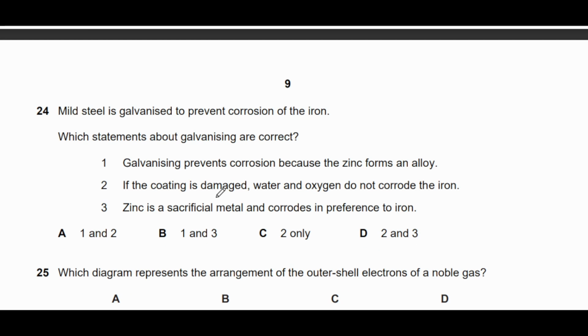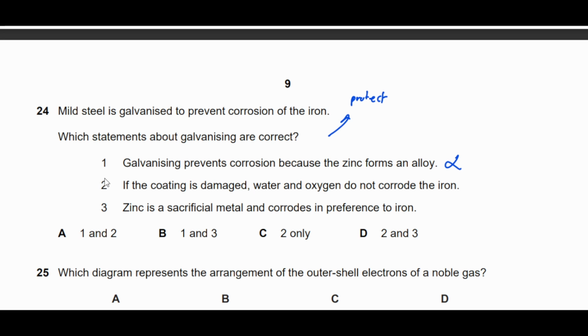Mild steel is galvanized to prevent corrosion of the iron. Which statements about galvanizing are correct? What is galvanizing in the first place? Galvanizing is basically protecting a metal with another metal. You're just coating a metal with another metal. Galvanizing prevents corrosion because the zinc forms an alloy. That's incorrect. The zinc does not form an alloy. If the coating is damaged, water and oxygen do not corrode the iron.